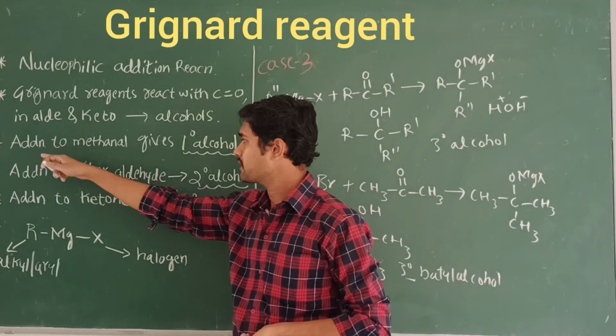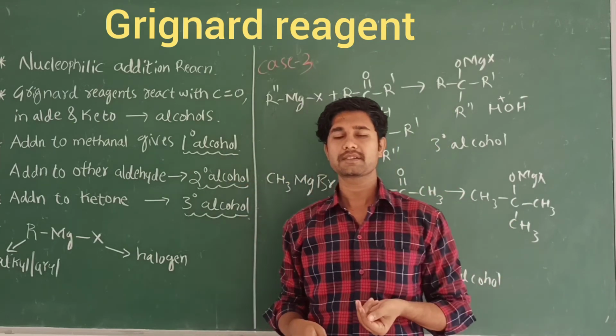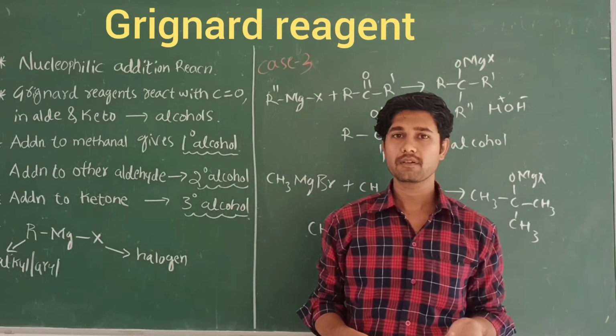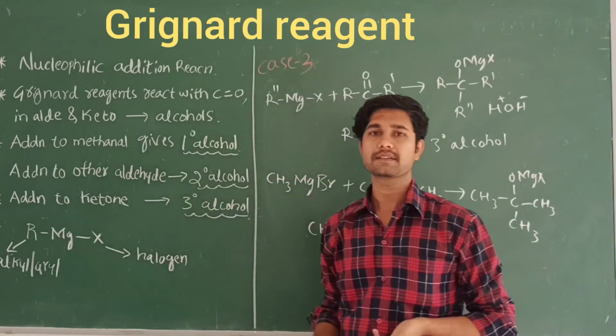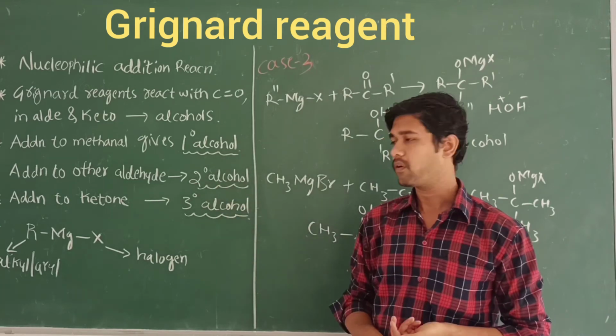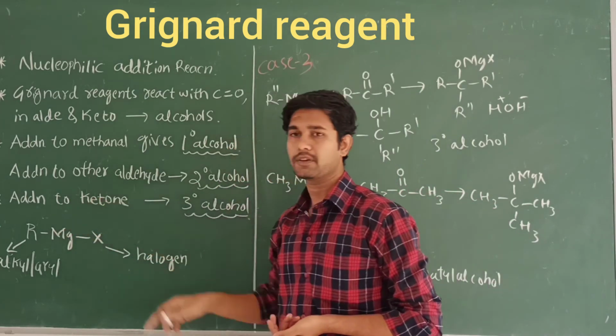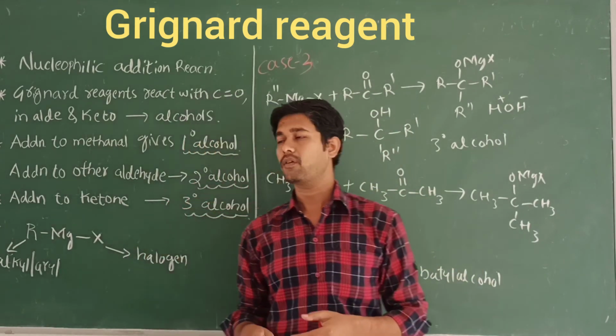Let's see the third summary. Addition to methanal gives a primary alcohol; we have seen this. When a Grignard reagent reacts with formaldehyde or methanal, we obtain the primary alcohol. In addition to an aldehyde other than methanal, for example acetaldehyde, we obtain the secondary alcohol. And the last one, addition to a ketone, gives the tertiary alcohol.